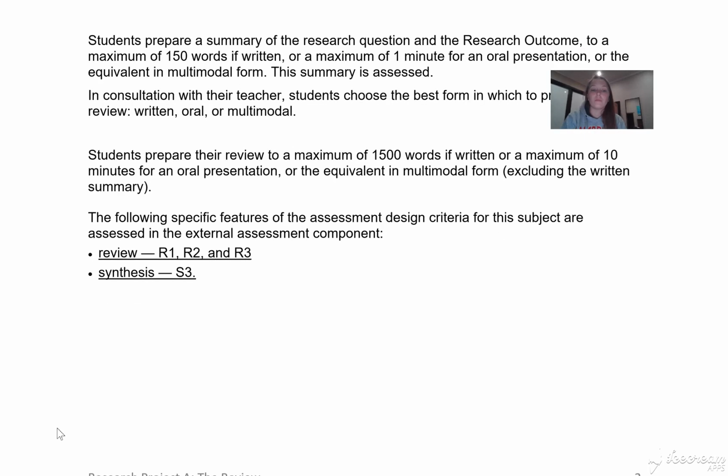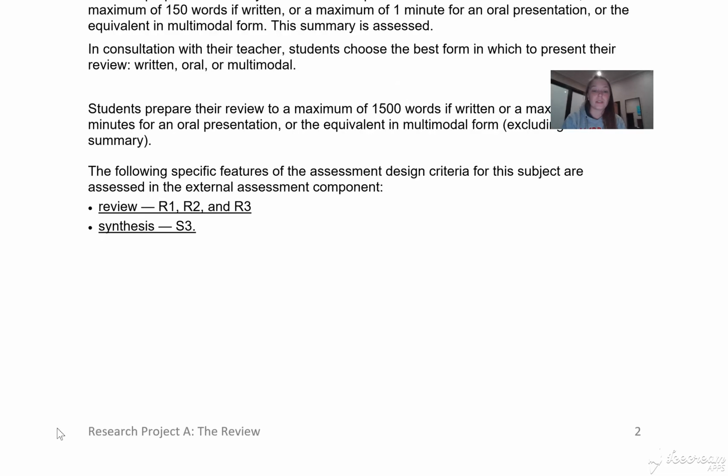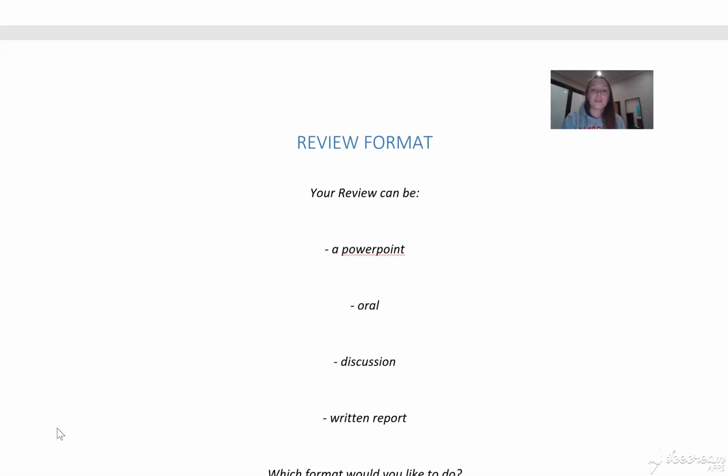You're marked on 3 review criteria and a fourth criteria of synthesis, but it's basically how well do you produce your piece. So you really want to think carefully about the way that you actually produce this, because you have some options here.